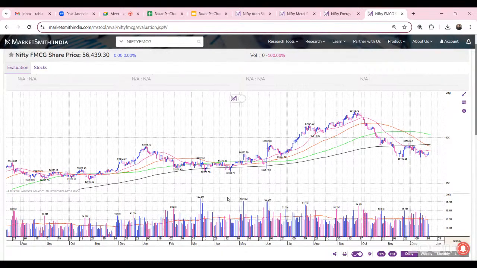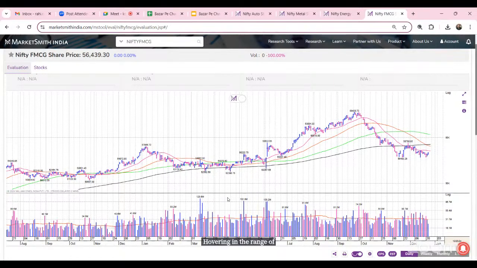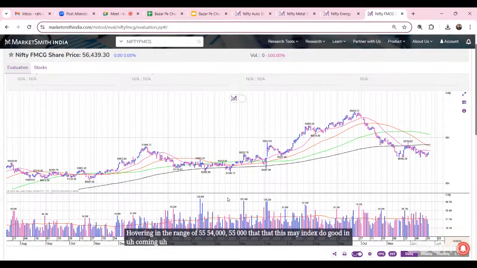One more thing that I would like to highlight is that last year, before the budget, this index was looking quite attractive. And if you remember, if someone is continuously connected with us, I have mentioned so many times that when this particular index was hovering in the range of 54,000, 55,000, it may do good in the coming calendar year 2024. Then the rally already happened, and after the correction it is currently placed around 56,000.